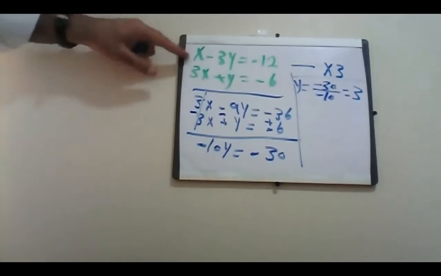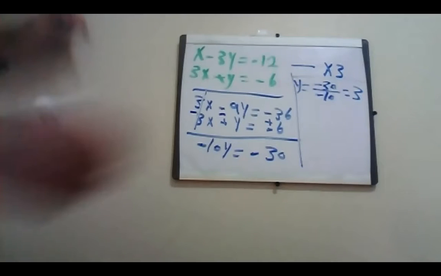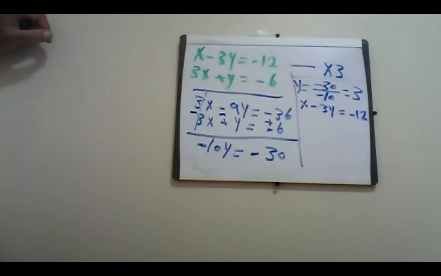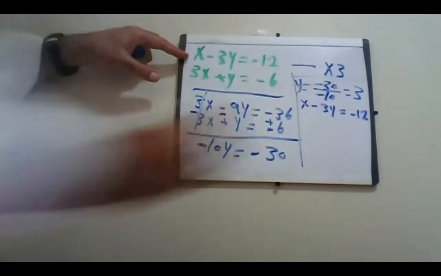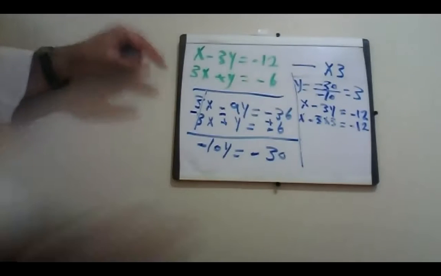I will substitute in the first equation, which is x minus 3y equals minus 12. This is the first one. Okay. Then x minus 3, the y value is 3, so 3 times 3 equals minus 12. Then x minus 3 times 3, which gives me 9, equals minus 12.